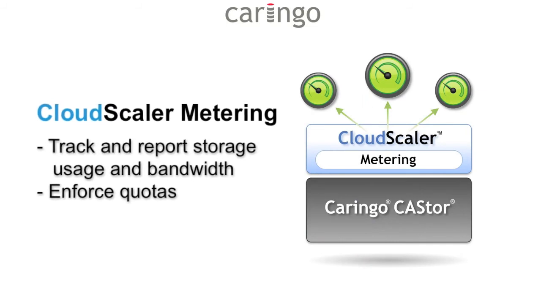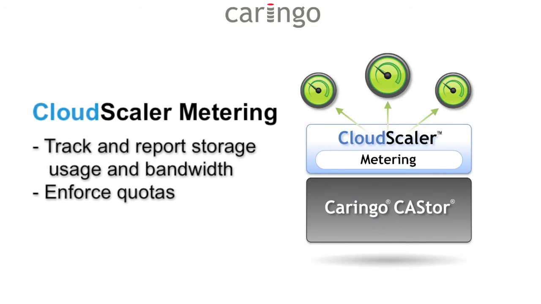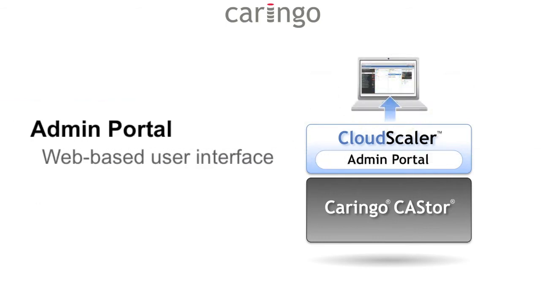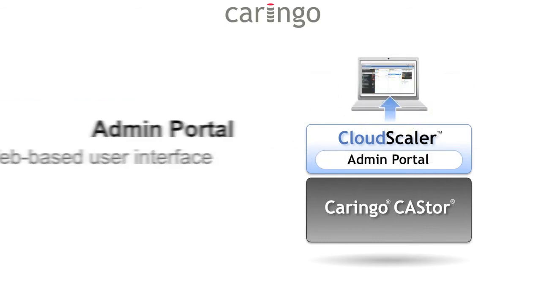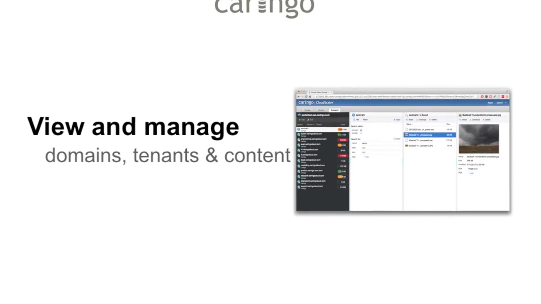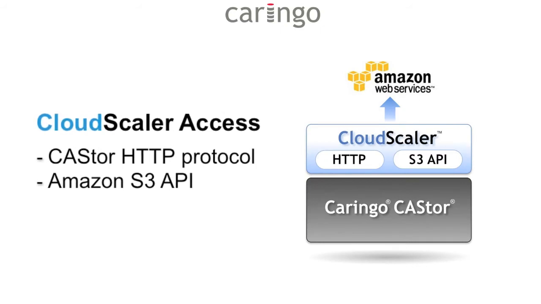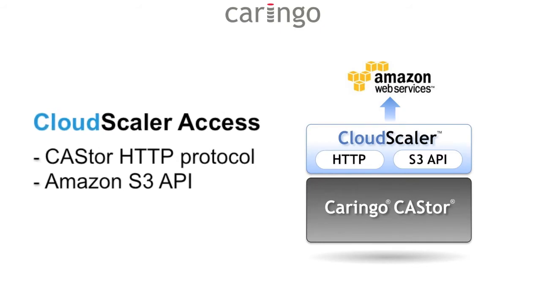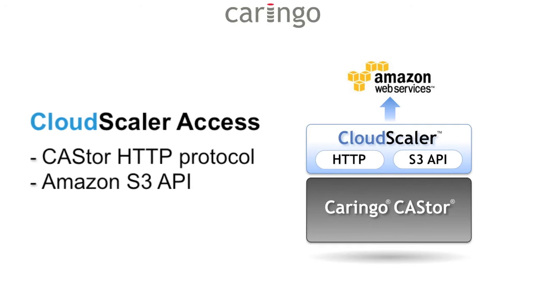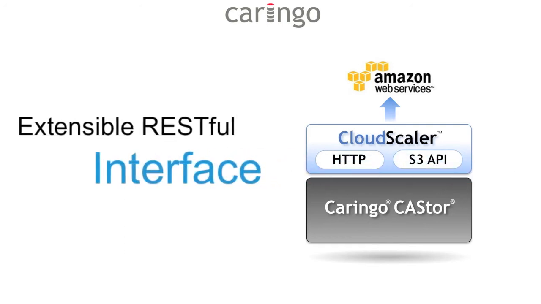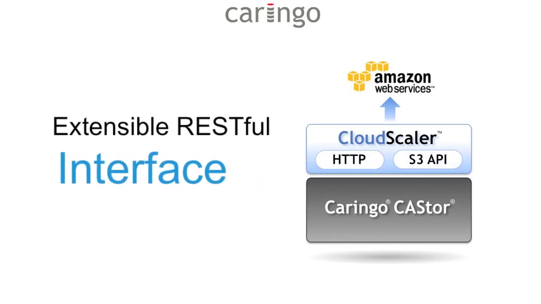CloudScaler Metering allows you to track and report storage use and bandwidth, and also enforce quotas. And the CloudScaler Admin Portal provides a web-based UI allowing administrators to view and manage domains, tenants, and content with an easy-to-use graphical interface. Access to CloudScaler with this CAStor foundation is available via both the CAStor HTTP protocol and Amazon S3 API, so you can rest assured with an extensible RESTful interface.